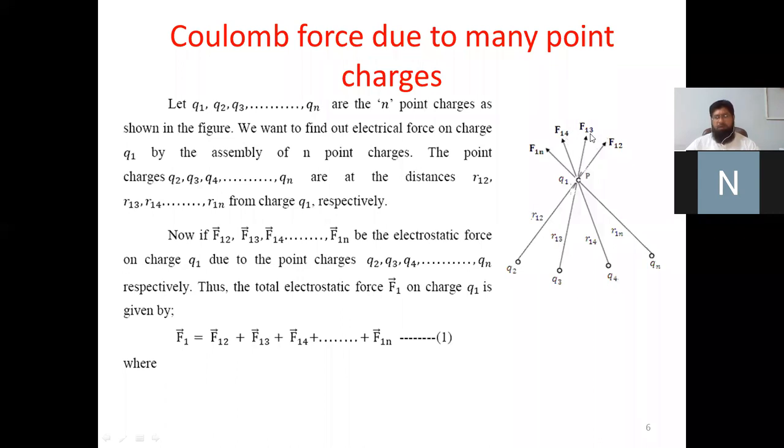F13 is the force on the charge 1 due to the charge 3, and so on. So the total force is the sum of the forces due to all charges, which is F equal to F12 plus F13 plus F14 up to F1n. This shows the force exerted on charge 1 due to all the other charges. So the force is in the form of a summation. This summation is a vector summation.